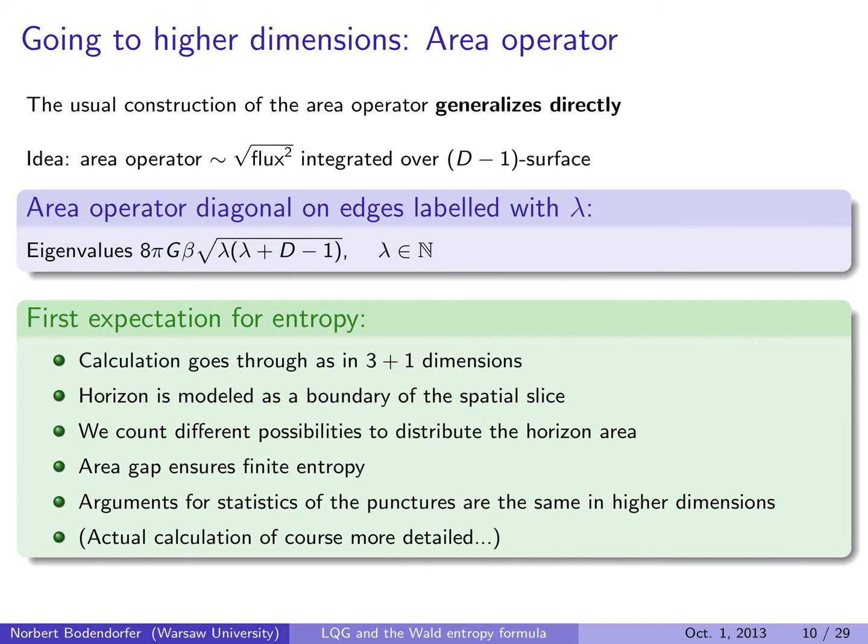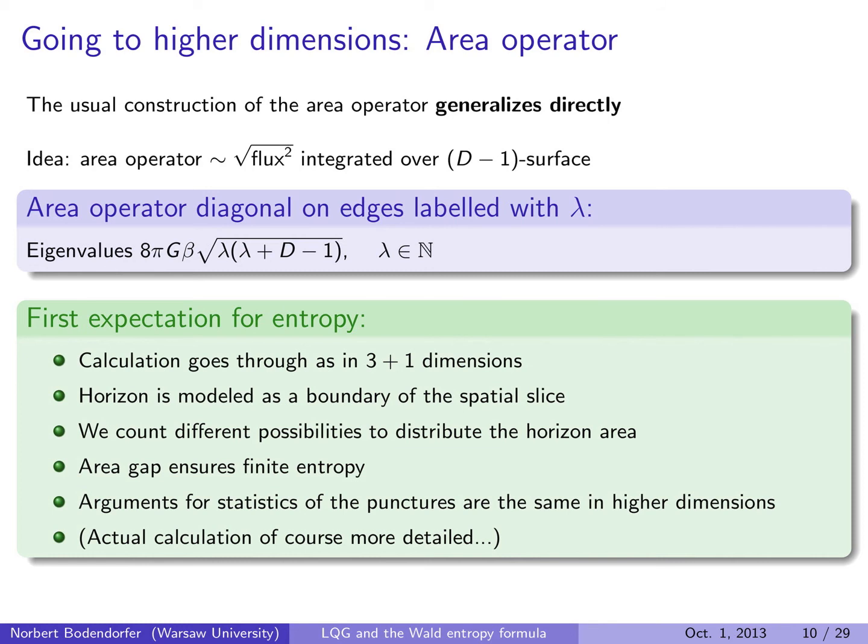Now, the eigenvalues of this operator acting on an edge labeled with a simple representation with this label lambda look very similar to the SU(2) case. So you just get 8 pi G times the free parameter beta times the square root of lambda times lambda plus D-1. So there's an explicit dependence on the number of dimensions here. However, that is not really an issue at all. So you just have an area spectrum which looks very similar to the usual SU(2) area spectrum. And with area here, I will always mean the area of a D-1 surface, so the volume of a D-1 surface, big D again being the number of spatial dimensions.